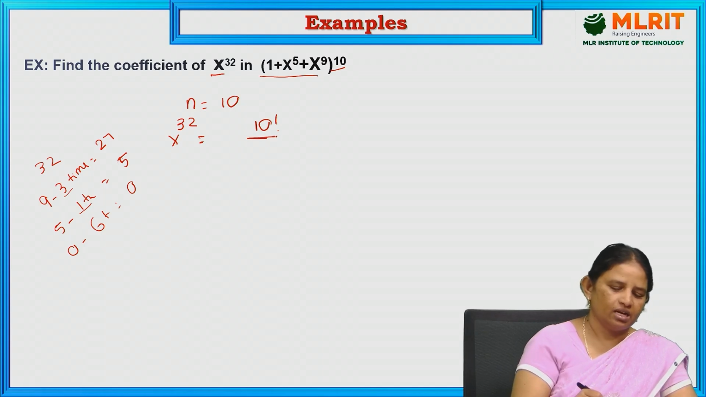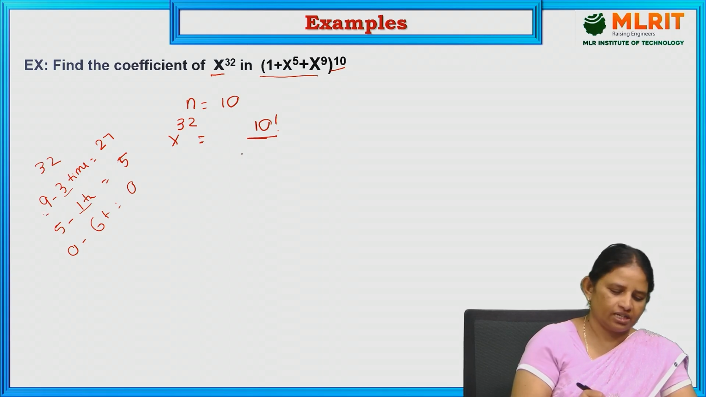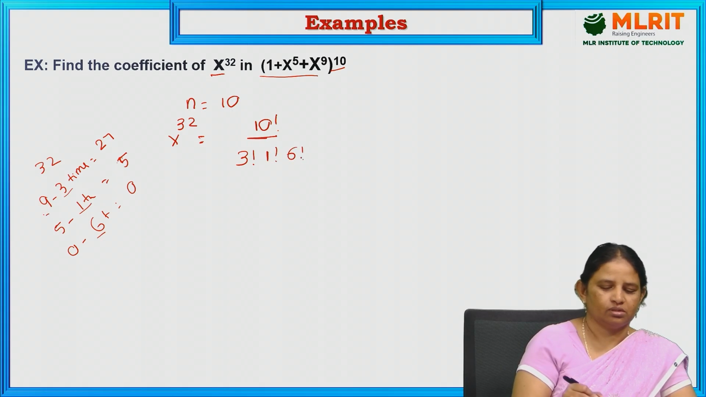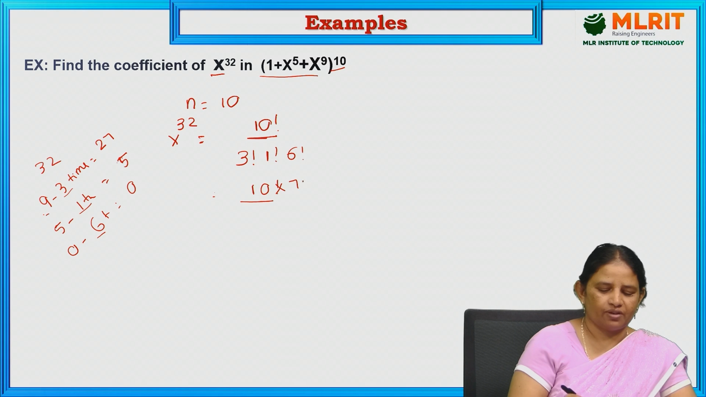That means 10 factorial divided by 3 factorial for the 9s, 1 factorial for the 5, and 6 factorial for the zeros. How many times can we use 9? 3 times, 3 factorial. How many times can we use 5? 1 time, 1 factorial. How many times can we use 0? 6 times, 6 factorial. So we get 10 factorial by 3 factorial, 6 factorial, that is 10 into 9 into 8 into 7, and 6 factorial gets cancelled.